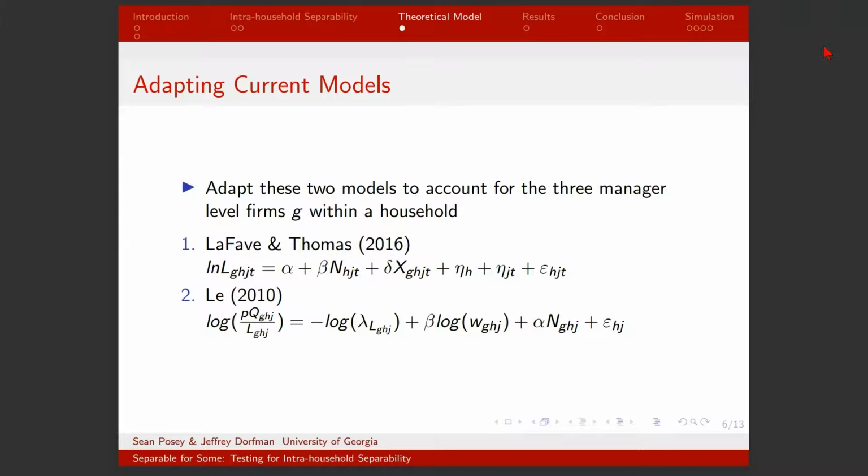Lee looks at the marginal product of labor and tests whether it is correlated with household composition and whether or not shadow wage is equal to wage. So the hypothesis test would be, for LeFebvre and Thomas, beta equals zero. And for Lee, it forces beta equals one and alpha equals zero. So it's a little bit stronger of a test.